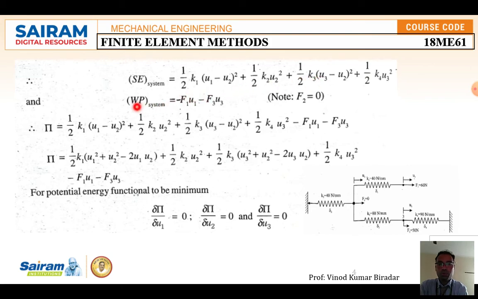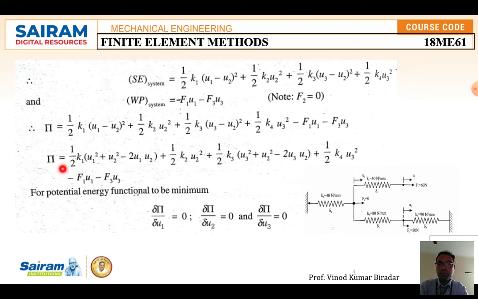Okay, so the work potential on the system we have is minus F1 U1 minus F3 U3. Here F2 is not there because F2 is equal to 0. So again, simplify this strain energy. Here pi is equal to half of K1, this is an (a minus b) whole square formula. To simplify this, a square plus b square minus 2ab. Here also a square plus b square minus 2ab. Simplify this, and you are going to get the potential energy function as the final equation.